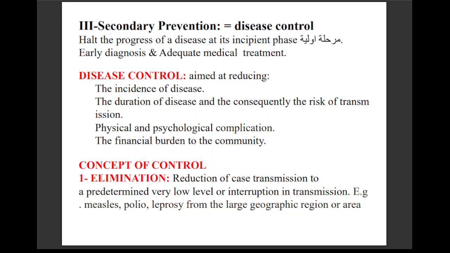Next is disease control. In secondary prevention, disease control is aimed at reducing infections. So identify the incidence of disease, the duration of the disease, and consequently the risk of transmission of the disease. Physical and physiological complications should be identified, and financial burdens to the community must be learned.